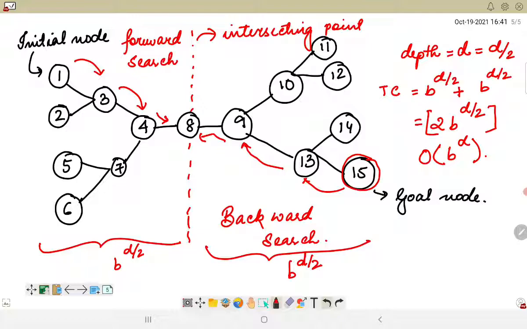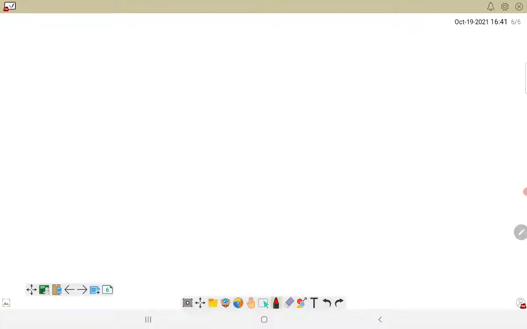Similar is the case for space complexity. It will also be the same thing, but it has to be represented in the b to the power d by 2 format, because the depth that it has to traverse is not the complete depth of the entire search space but half of it.